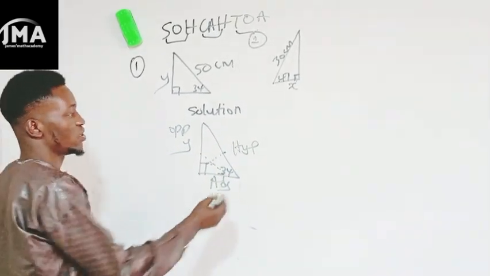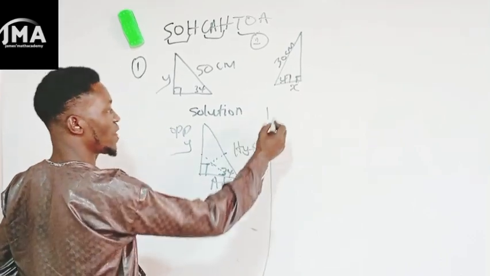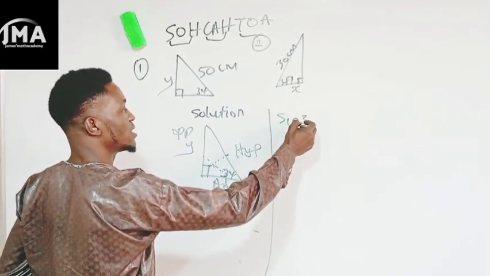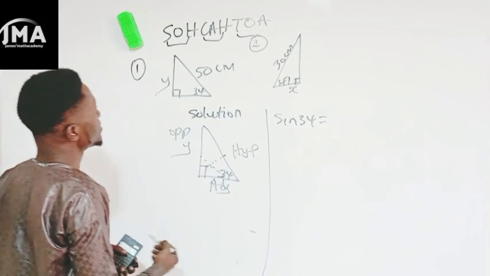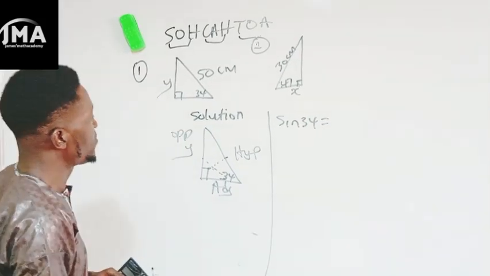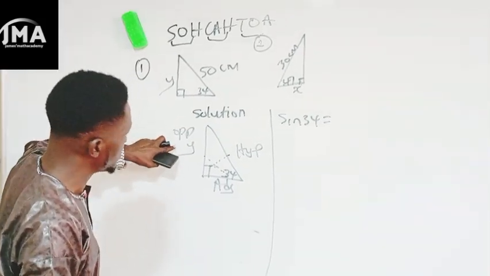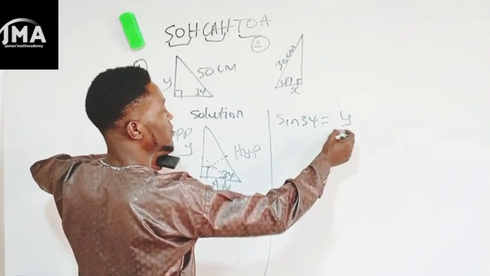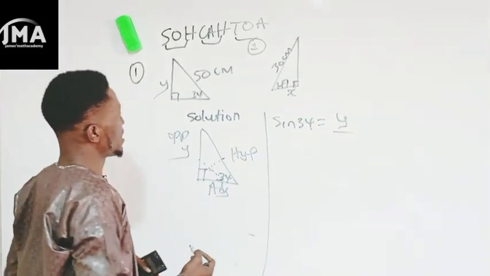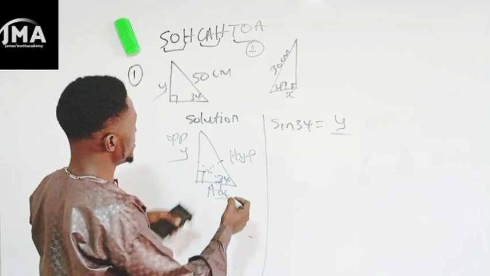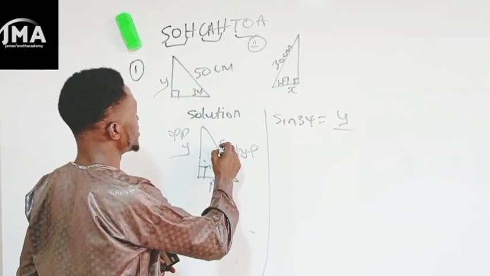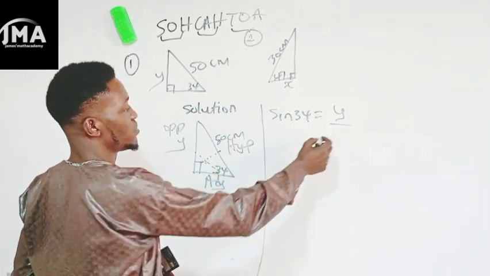So let's use sine. I'm going to say sine 34 is equal to, our sine is what? Opposite over hypotenuse. Our opposite is this side, isn't it? Our opposite is y, and the hypotenuse in this place is 50. Let me write 50 centimeters here.